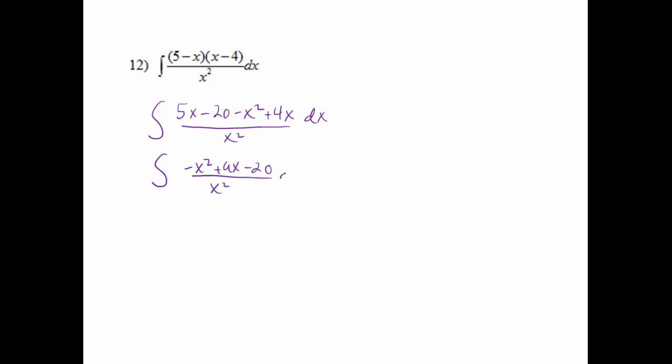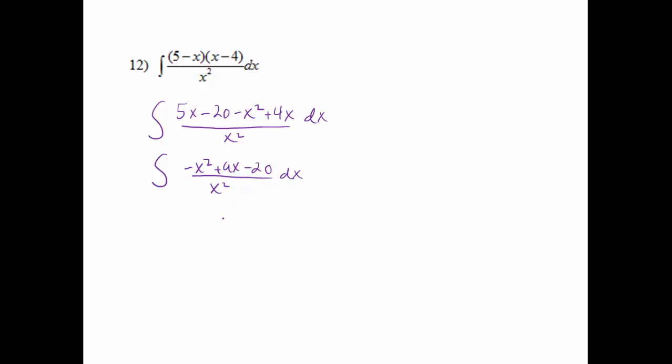So the first thing that I'm going to do is actually FOIL the numerator. If I do that, I am going to have 5x minus 20 minus x squared plus 4x, and this is still going to be all over x squared. Okay, I'm just going to clean things up a little bit here. So I'm going to have negative x squared plus 9x minus 20. It's still all over x squared.